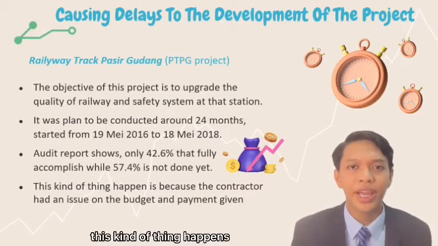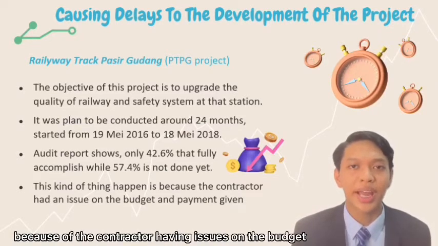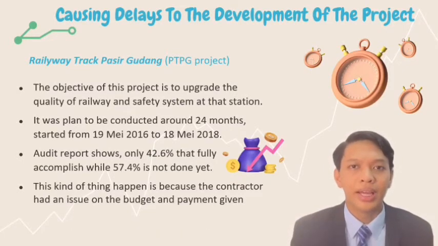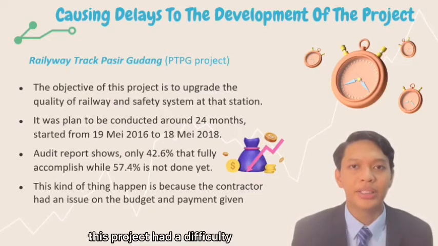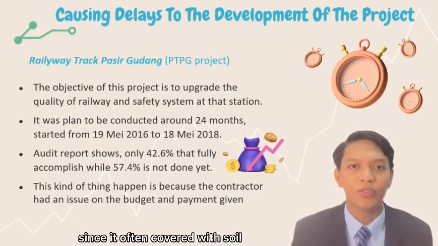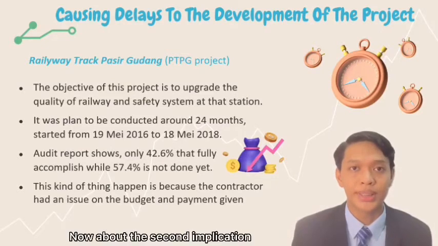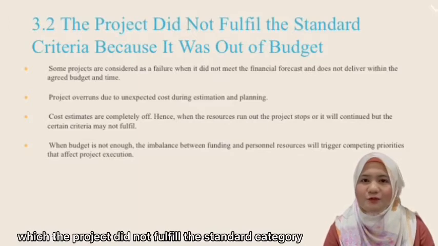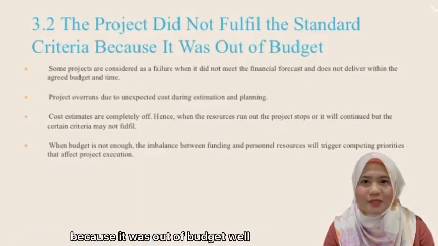This happened because the contractor had issues with the budget and the payment provided. At the same time, this project had difficulty with the structure of the railway since it was often covered with soil. As the second implication, the project did not fulfill the standard criteria because it was out of budget.